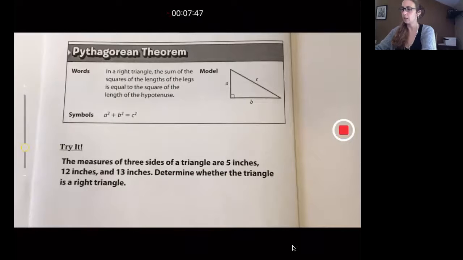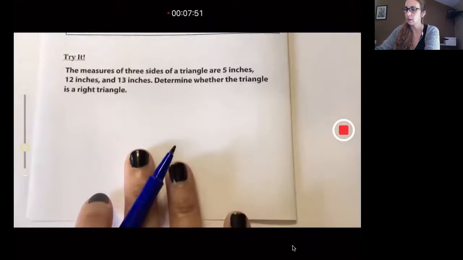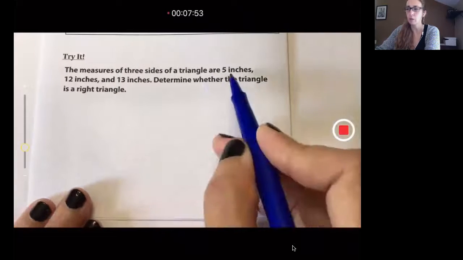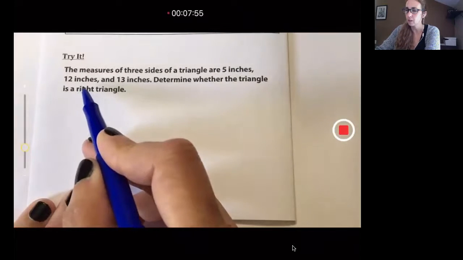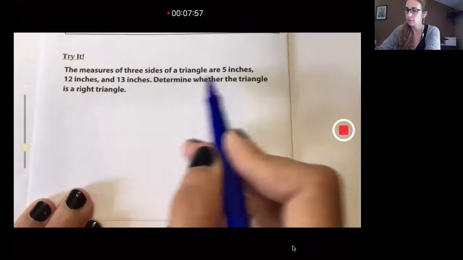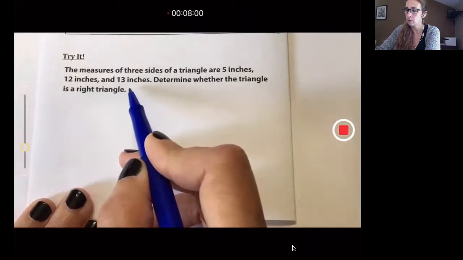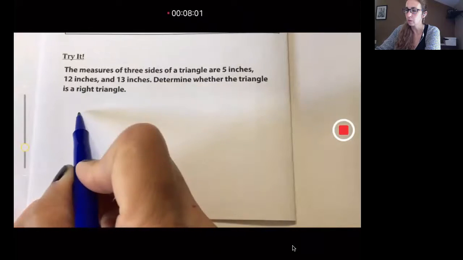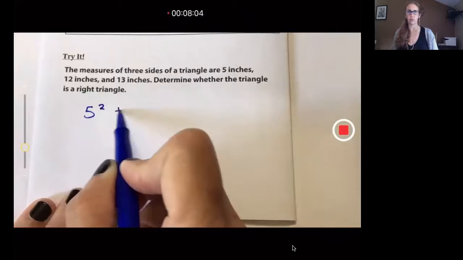So we're going to take this again. We want the two shorter sides. The square of the two shorter sides, is that equal to the square of the longest side? We take 5 squared plus 12 squared. Is that equal to 13 squared?